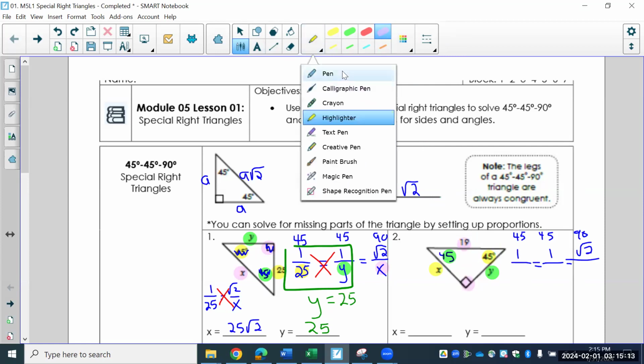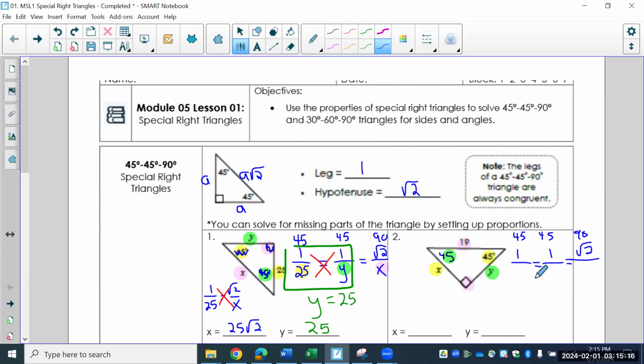So let's just see what happens. I think some of you might think this is really reasonable. Across from the 45, I put x. Across from this 45, I put y. So this is telling you that y and x are the same. Once we know one, we have the other. And across from the 90, we put 19.